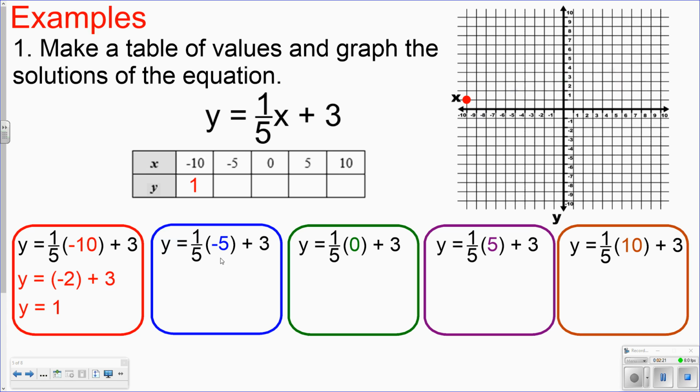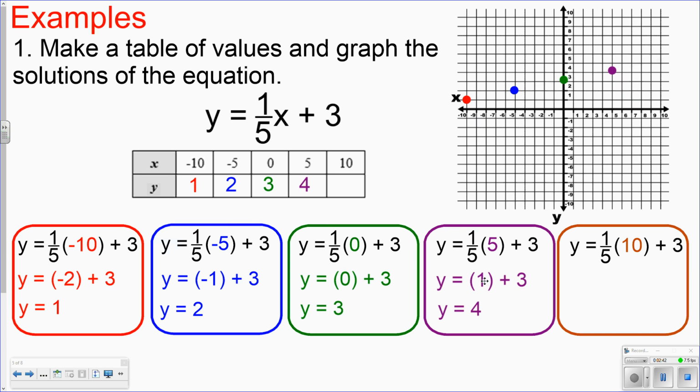The second one, I'm going to plug in negative 5 for x. So 1/5 times negative 5 is negative 1 plus 3. So that's 2, and I graph it over here. Plugging in 0 for x, 1/5 times 0 plus 3 is 0 plus 3. So it's 3. 1/5 times 5 plus 3, that's 1 plus 3, which is 4. And 1/5 times 10 plus 3 means y is 5. So I can graph that with a line with the arrows at the ends.